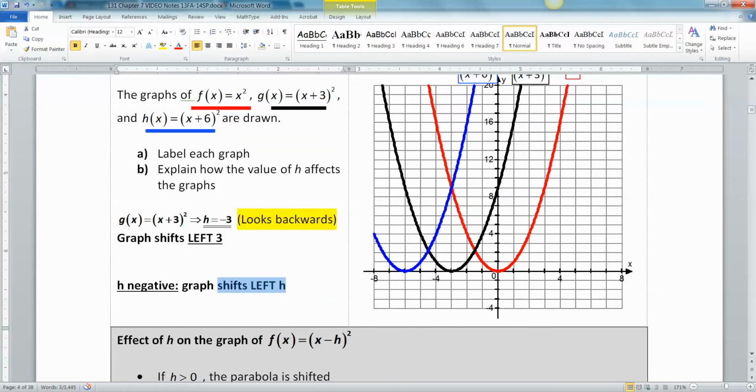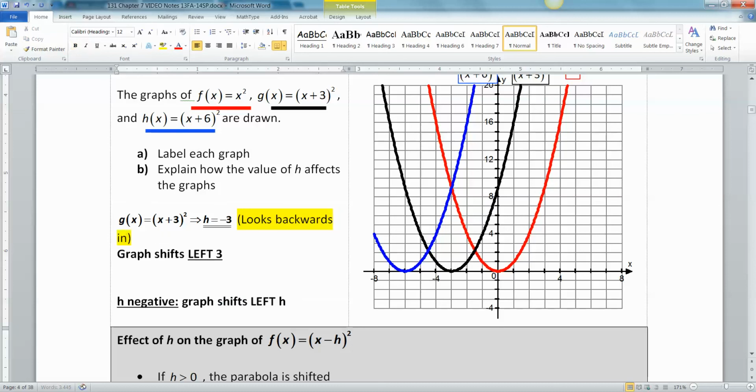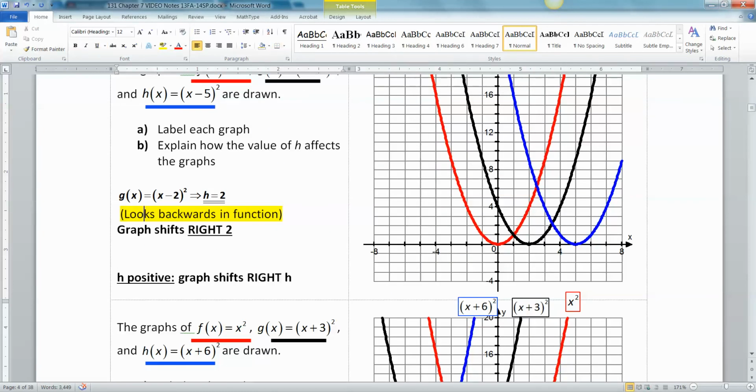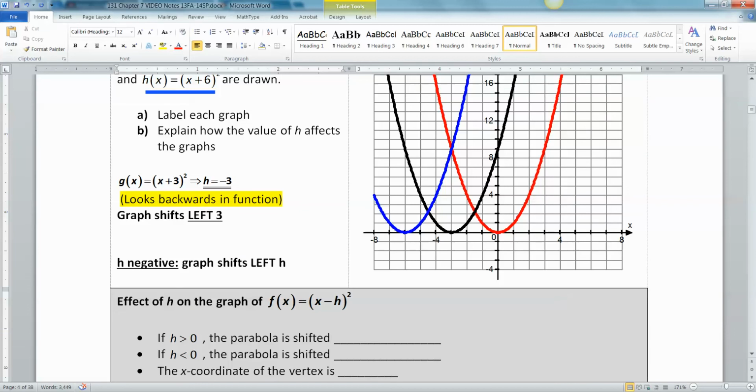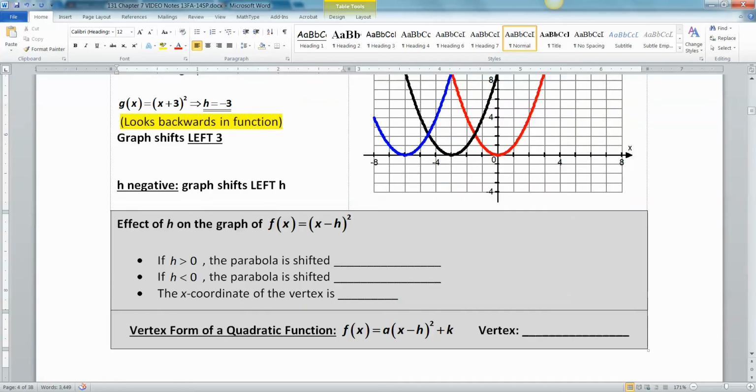The part where it looks backwards is in the function itself. I'll make a note of it right here. And actually, I'll do the same up here. Looks backward in the function. That's where it's going to look strange. Everything else is going to work just like you expect. All right, so we've learned that if h is positive, h greater than 0, it's going to shift the graph right. And if h is negative, it's going to shift the graph left.